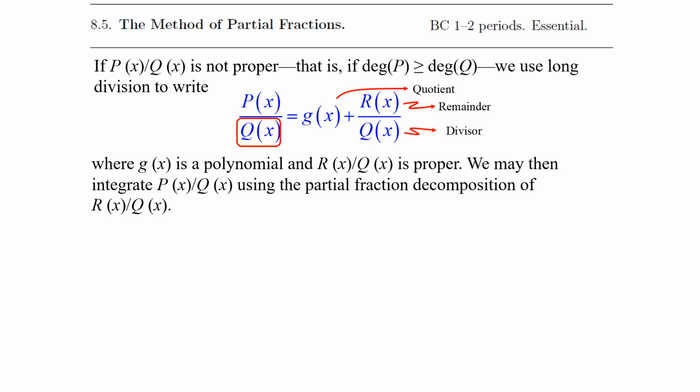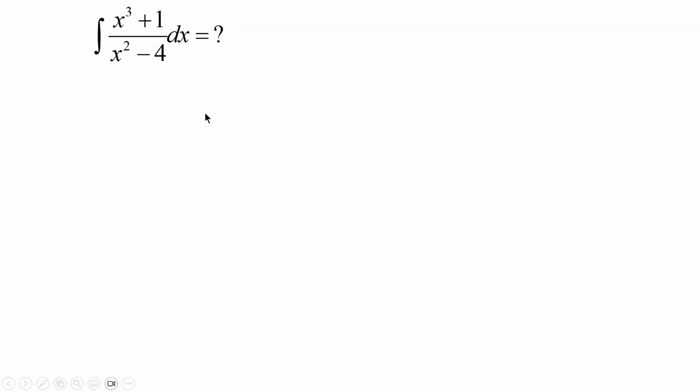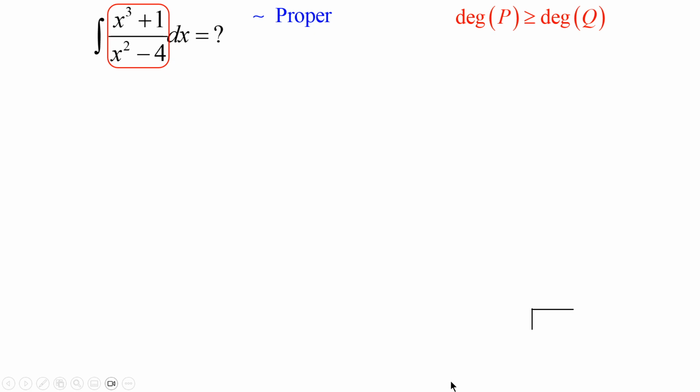We may then integrate p of x over q of x using partial fraction decomposition of r of x over q of x. So let's do it. Not proper. It's time for some long division, you guys. The degree of p is greater than or equal to the degree of q. Okay, so long division. We're going to take that x squared minus 4 and put it into x cubed plus 1. Just like that.